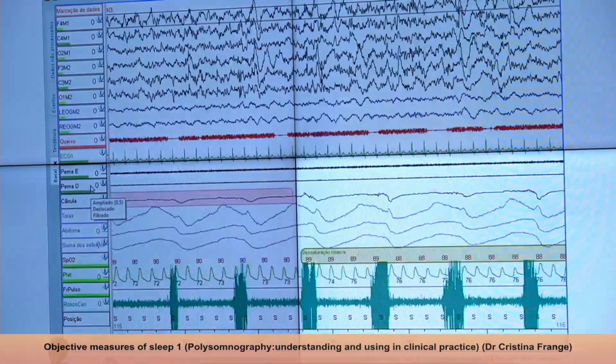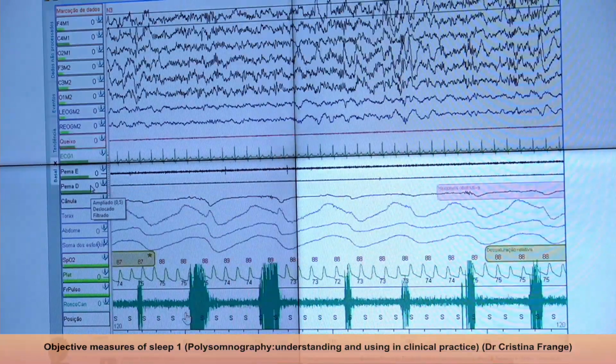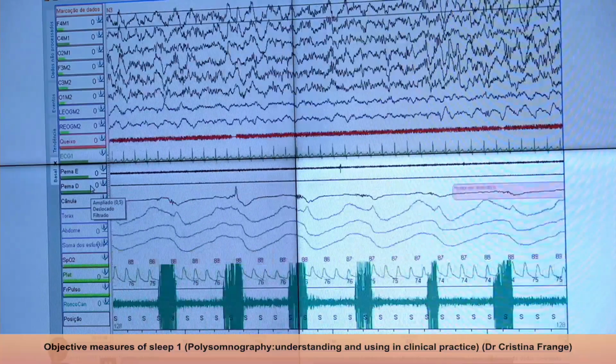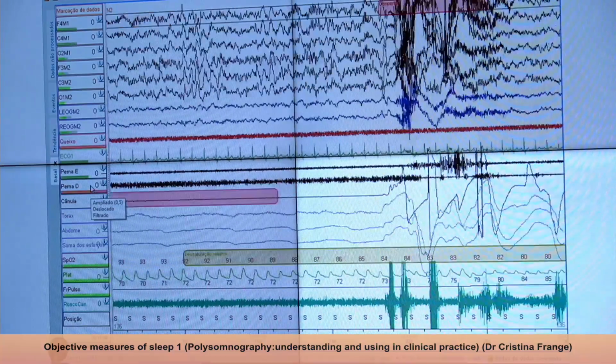So you see those blue lines here? You see these blue lines? What is this? Snoring. So it goes like that all the night. Okay? So meaning that the patient has a lot of difficulty in breathing.